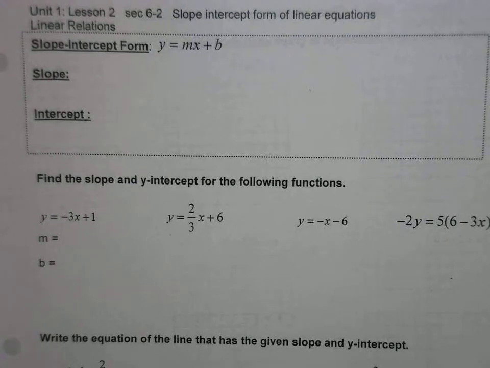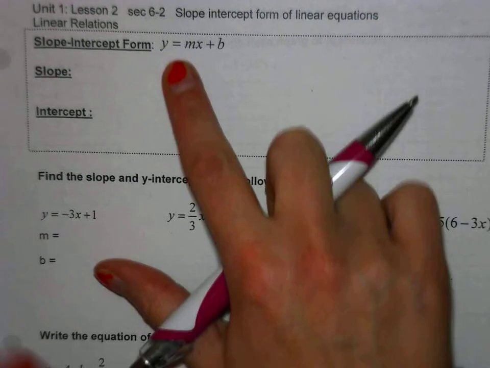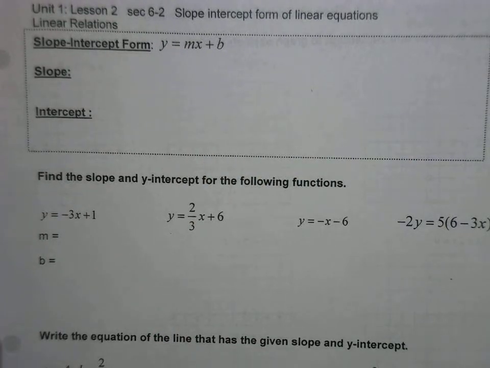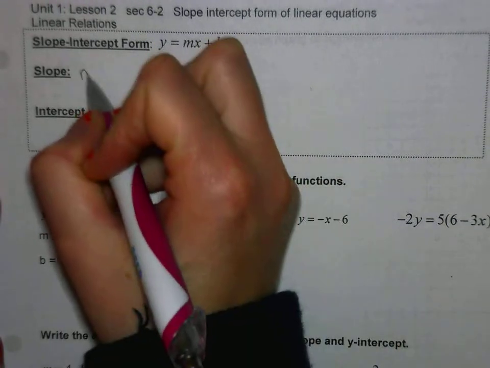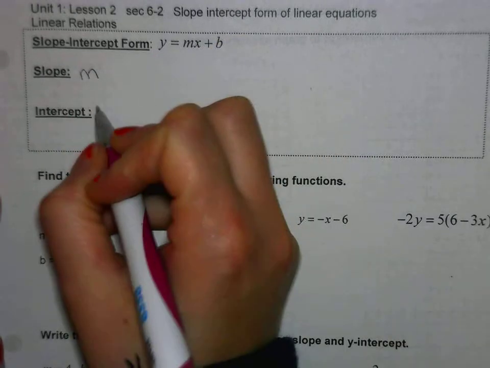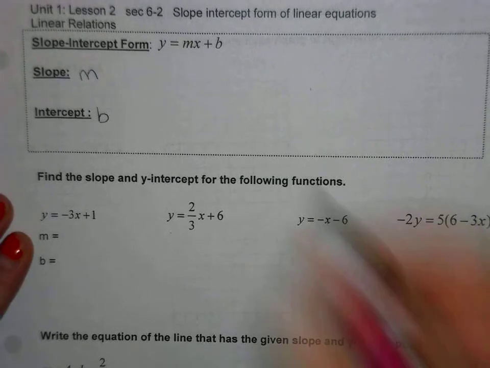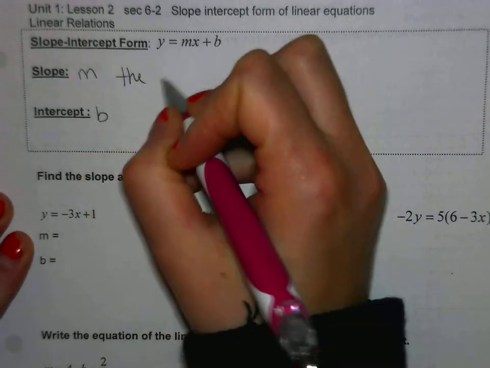Today we're going to be working with slope-intercept form of linear equations. Slope-intercept form is in the form of y equals mx plus b, where the m stands for our slope and the b stands for our y-intercept. Remember that the slope is the constant rate of change.